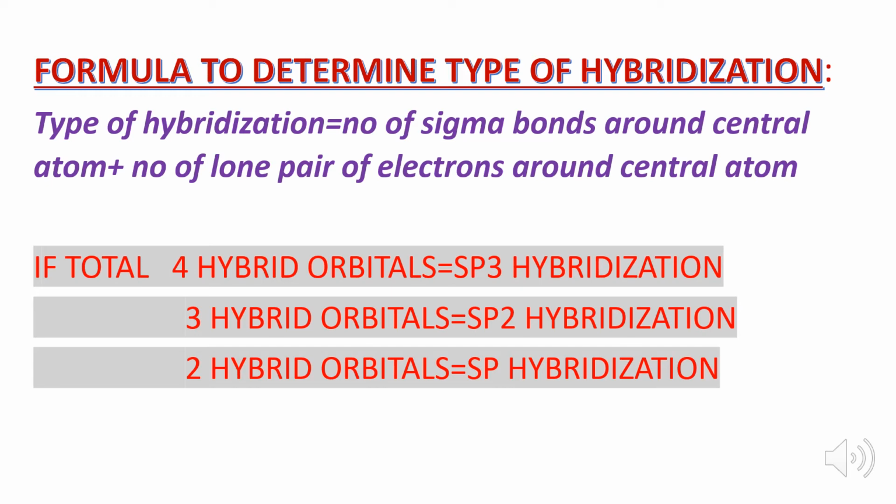When the carbon or any central atom forms 3 hybrid orbitals, meaning it forms 3 single bonds or sigma bonds, then the type of hybridization must be sp2 hybridization. And if the central atom forms 2 sigma bonds or single bonds, then the total number of hybrid orbitals must be 2, and in this case the hybridization must be sp hybridization.